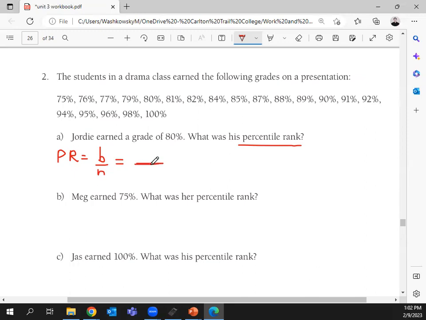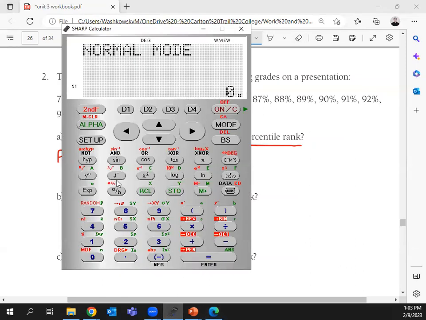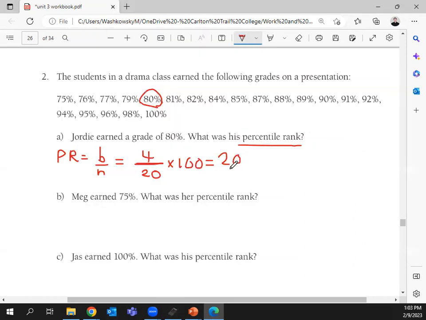So what is the N? Is N how many things are below it, or is N how many there is in total? Yeah, it's how many numbers there are. How many numbers are there? 20? Okay, I never actually counted, so I'll trust your judgment. And then how many are below 80? 4. 4 over 20 times 100. That should give you 20? 25, maybe? Let's find out. So 4 over 20 times 100, 20. So what's his percentile rank? 20. His percentile rank is 20.